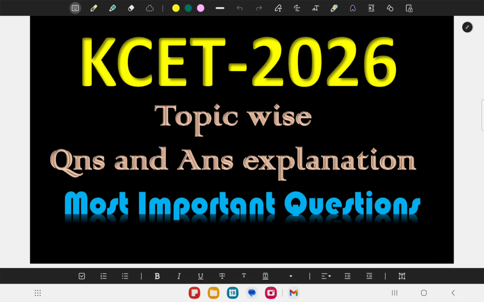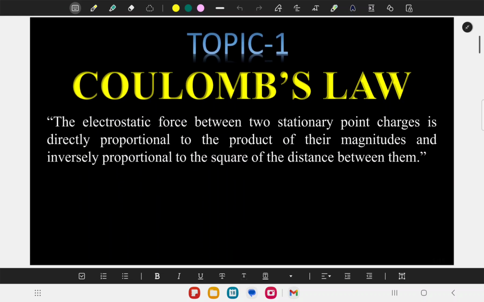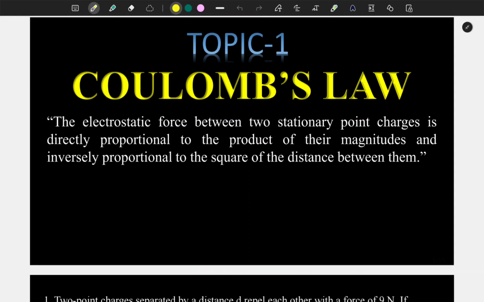So without a delay, let us start with the first topic, that is Coulomb's law. So what does Coulomb's law tell? According to Coulomb's law, the electrostatic force of attraction or repulsion between two stationary point charges is directly proportional to the magnitude of the product of the charges, and it is inversely proportional to the square of the distance between them.